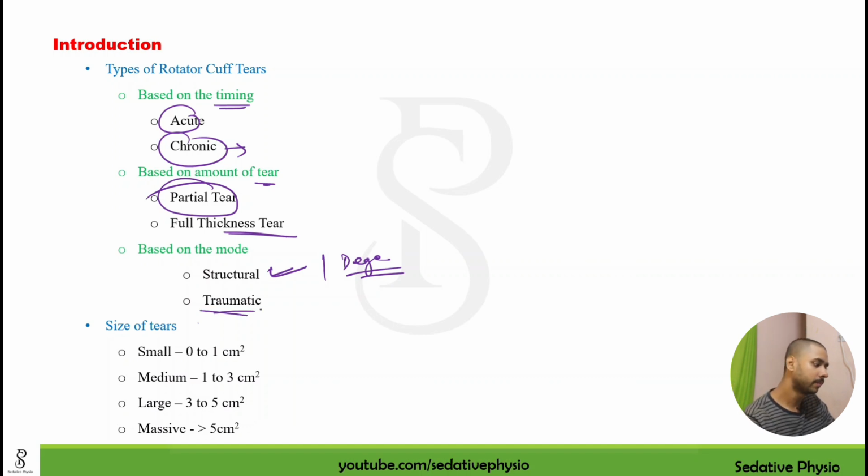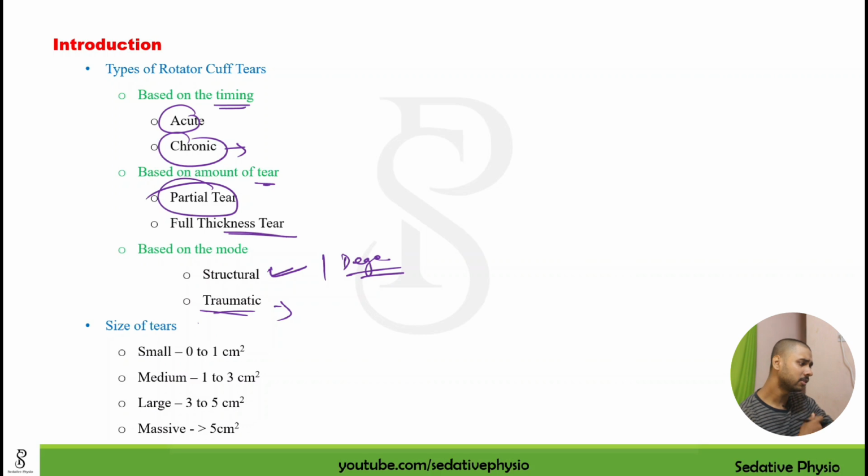While second is the traumatic. Traumatic means what? Due to any trauma, if there is an injury or a tear in the rotator cuff muscle, it is said to be traumatic. In the case of children and younger patients, the traumatic type of tear is more common. Structural tear is generally not seen in the younger patients, because their tendons and muscles are very healthy, while in the older patients, we generally see the structural or degenerative changes.